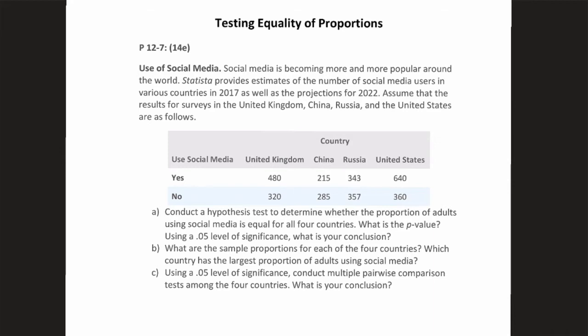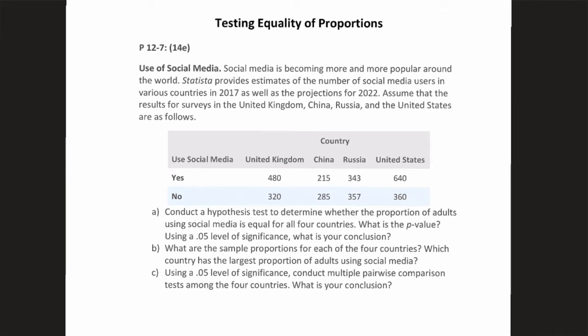And we have United Kingdom, 480 people said yes, 320 said no. China 215 versus 285. Russia 343 versus 357. United States 640 versus 360. Conduct a hypothesis test to determine whether the proportion of adults using social media is equal for all four countries.